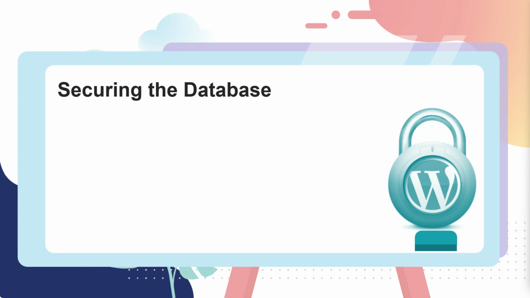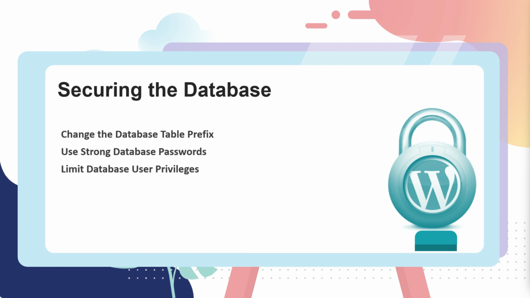Now securing the database. First of all, change the database table prefix. Use a unique prefix instead of the default wp underscore. You can set this during installation or change it manually in the wp-config.php file and the database. Second, use a strong database password. Ensure your database user has a strong and unique password. The third one is to limit database user privileges. That means only grant necessary permissions to your WordPress database users. These measures make it harder for attackers to exploit database vulnerabilities.